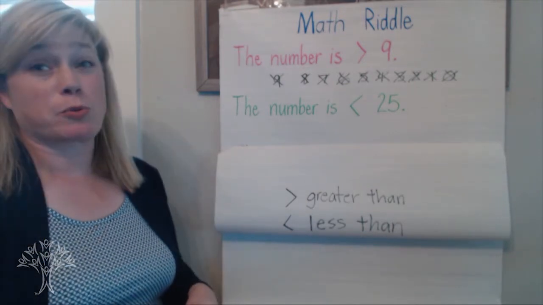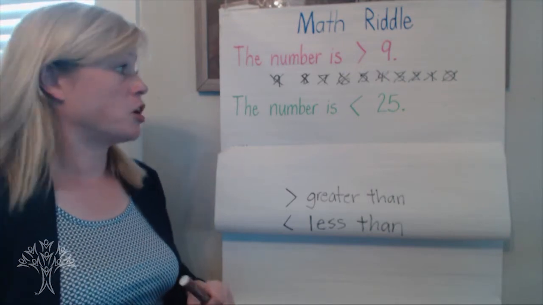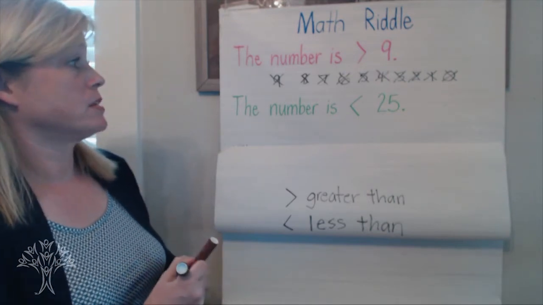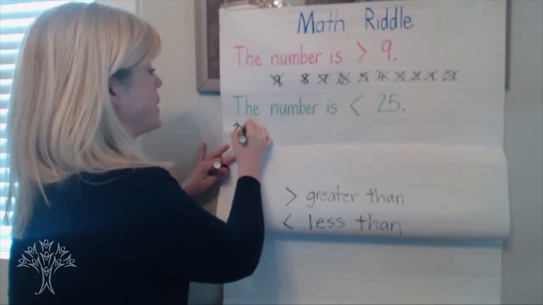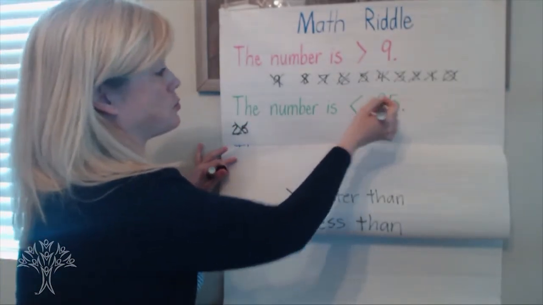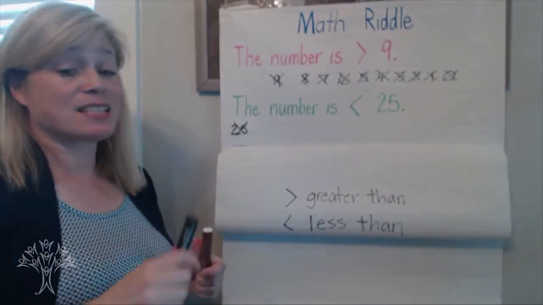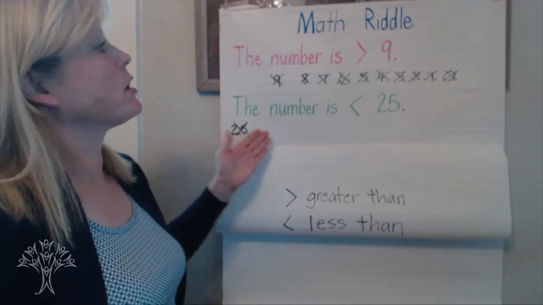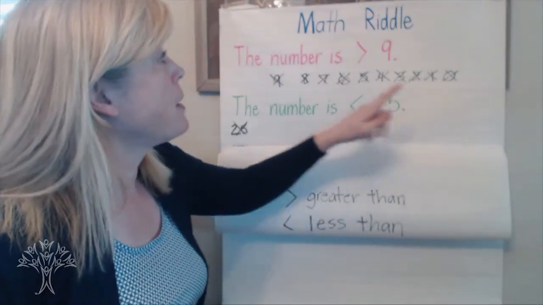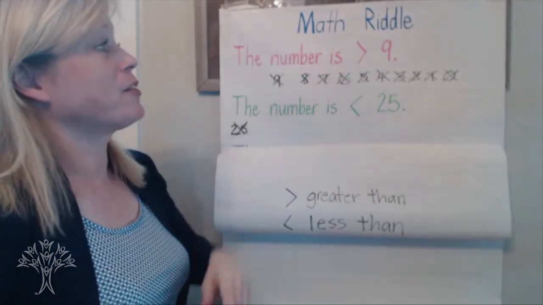So is the number 25? No, the number can't be 25. So I am going to put 25 up here, and I'm going to put ink because it says less than 25. So it doesn't say it's the same as 25. So it has to be less than 25. So what are numbers that are less than 25 but greater than 9?